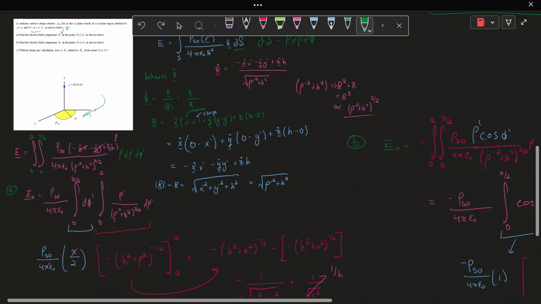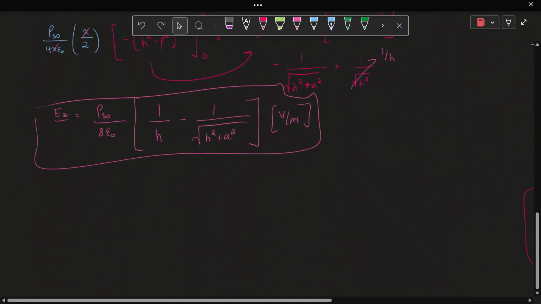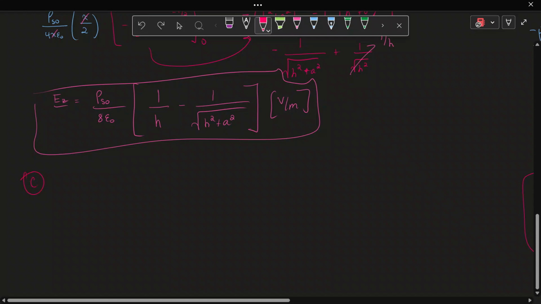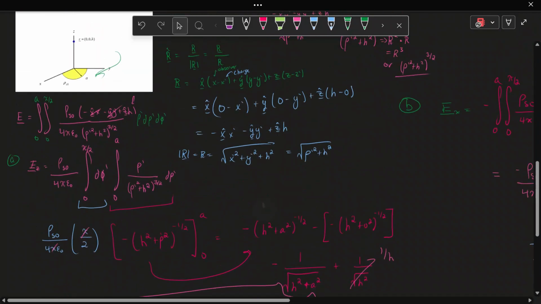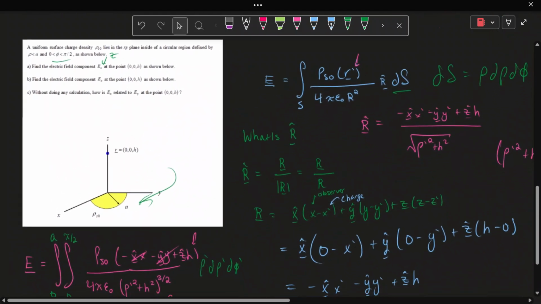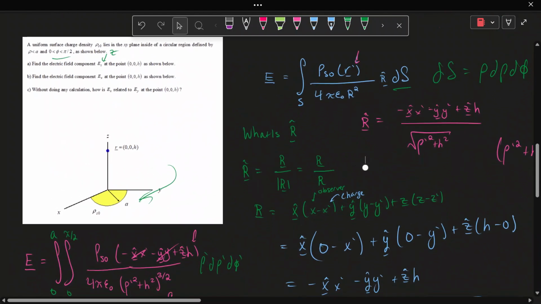Now, part C is a little bit odd. Honestly, symmetry is so weird. I haven't been to very many of his classes, so I don't know if symmetry was taken as a big point, but from the past exams I've seen, it's a pretty big point that will most certainly be on the exam sometime. But here, it says, without doing any calculation, how is E of x related to E of y at the point 0, 0, h? Okay, so this is a little bit weird, I will say.